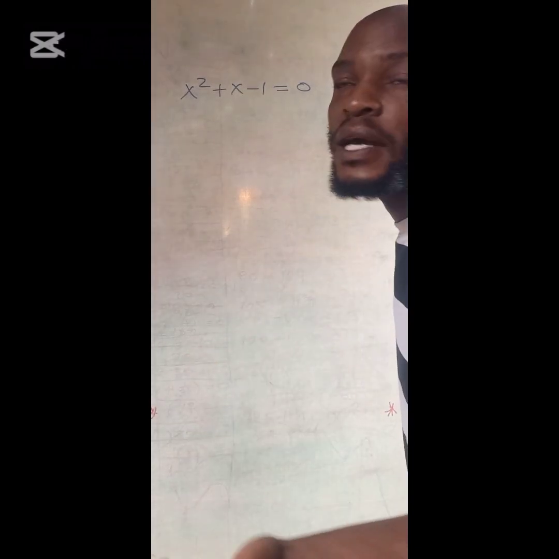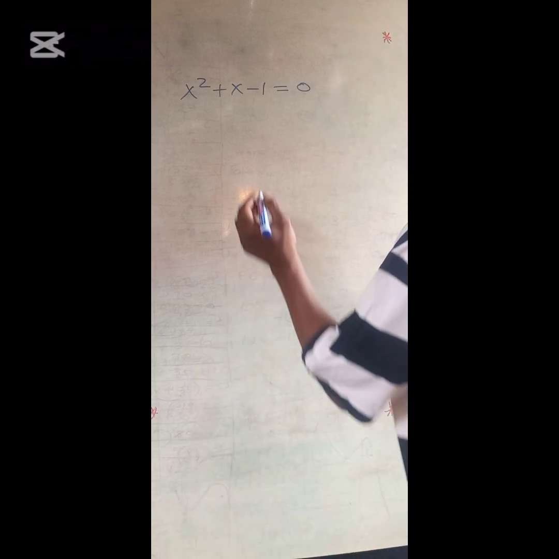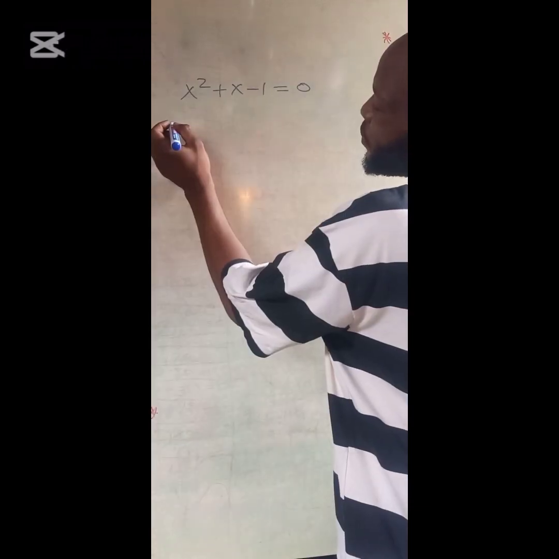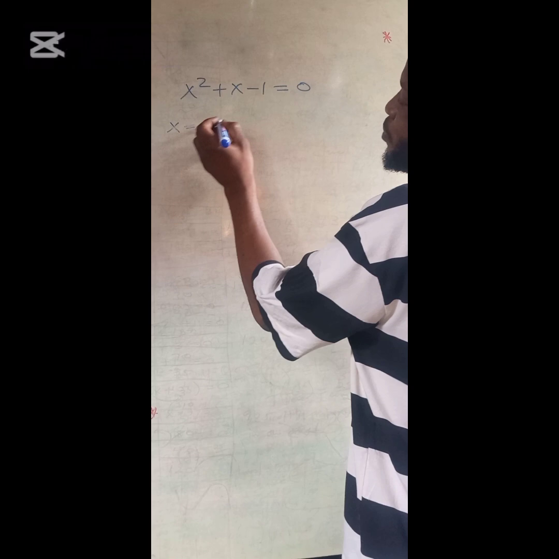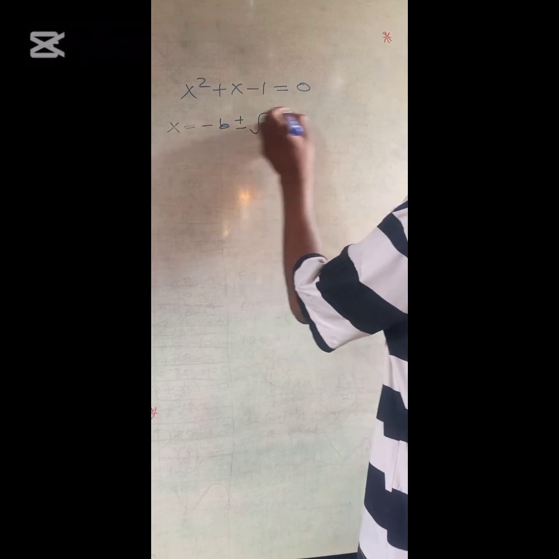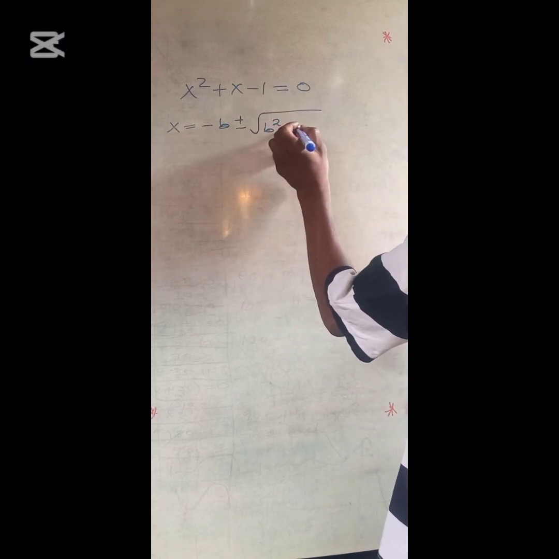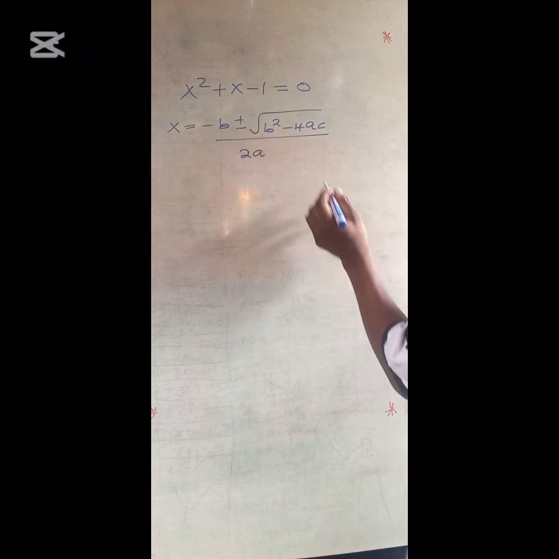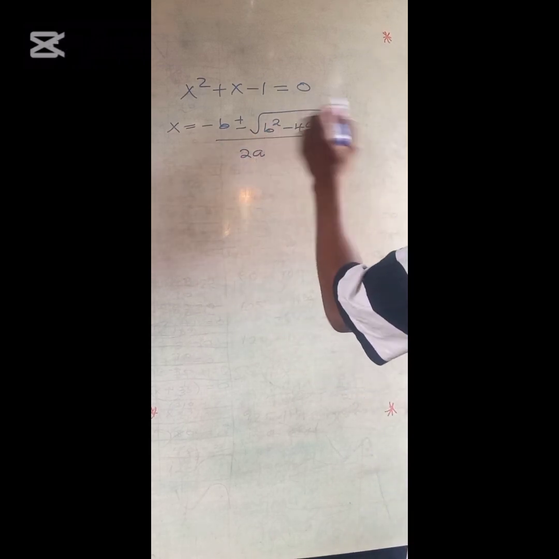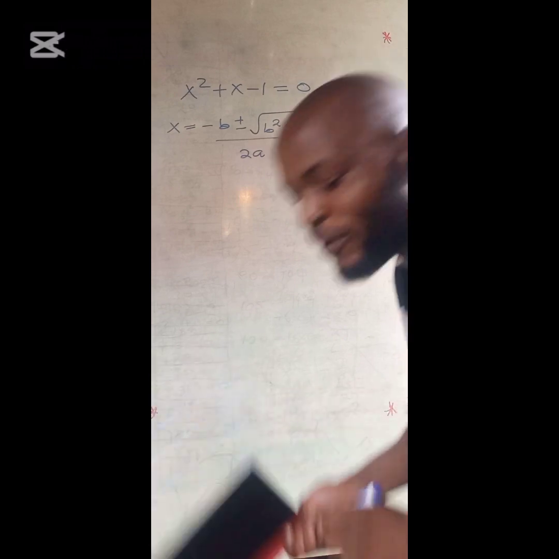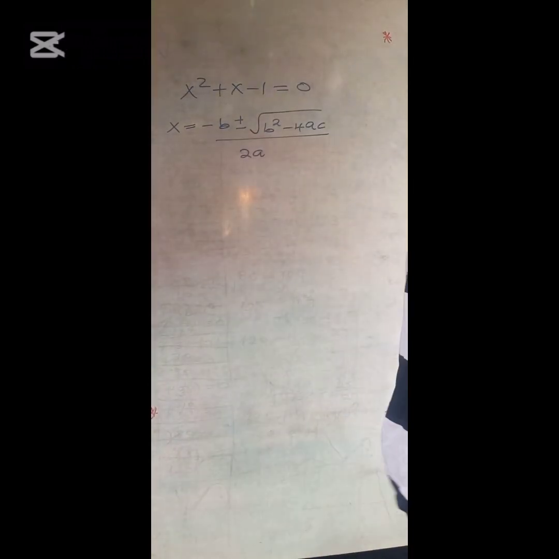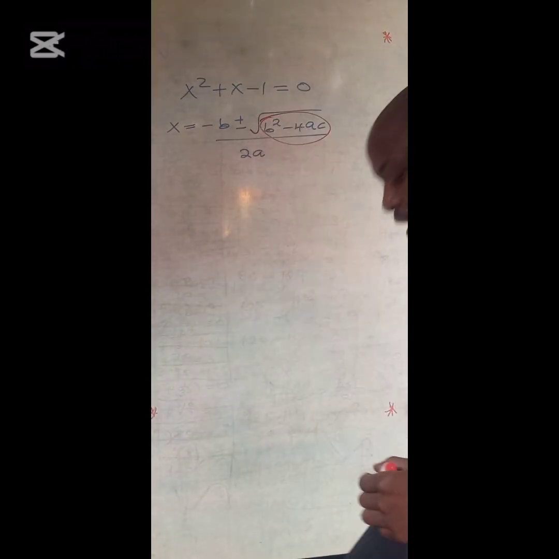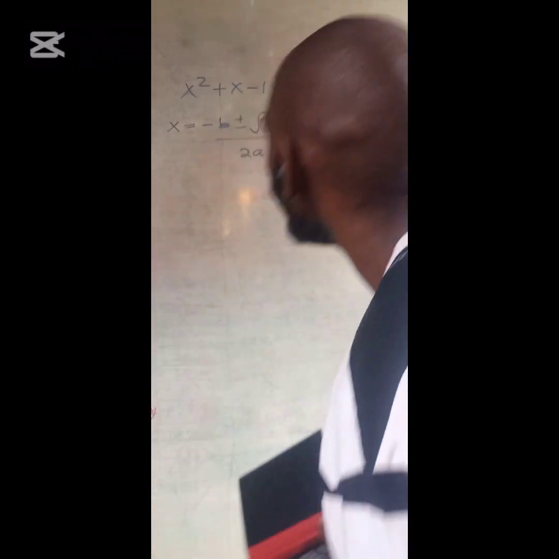So it clearly says we must use the quadratic formula. The quadratic formula says x is equal to minus b plus or minus the square root of b squared minus 4ac, all over 2a, right? This part is called the discriminant. We'll talk later about it.